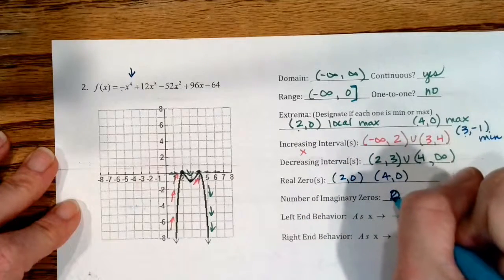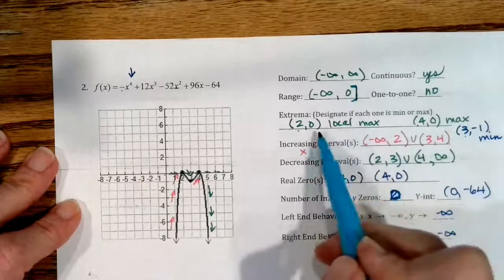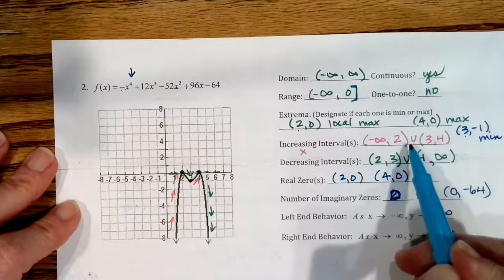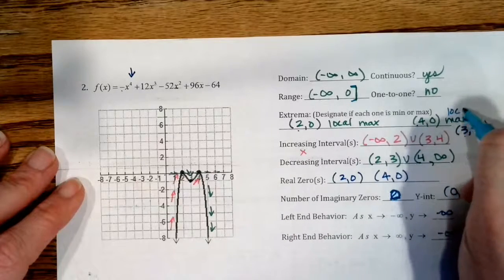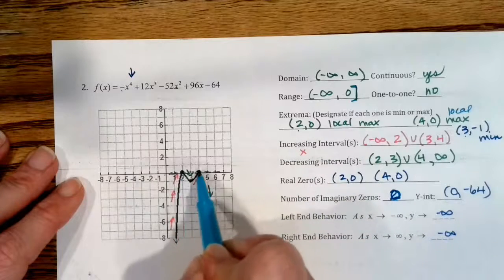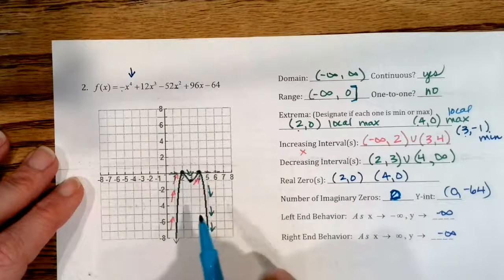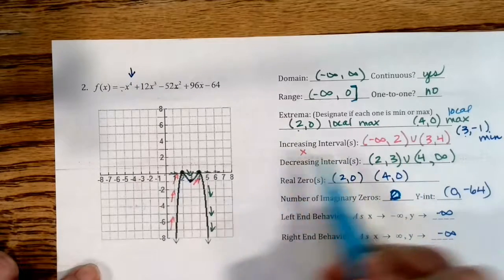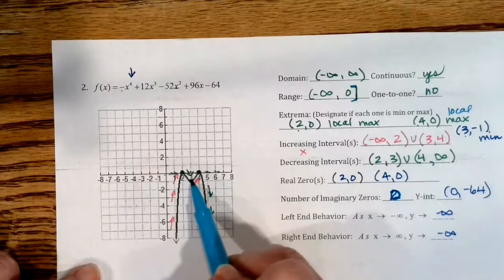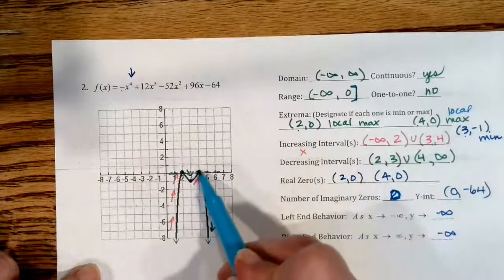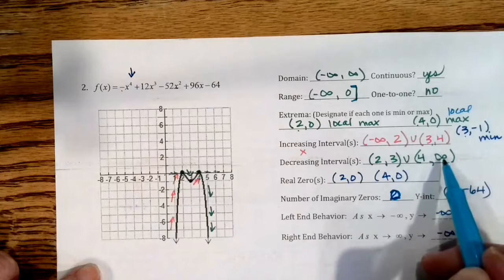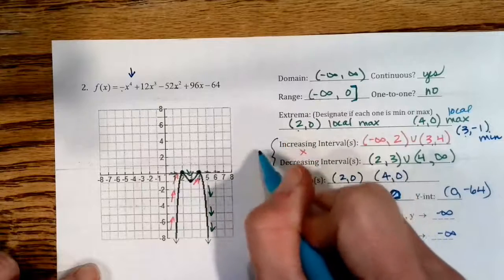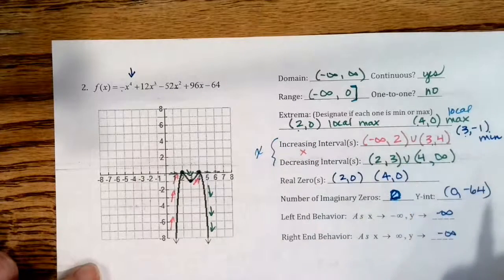So when I look here, I can see these extrema, these local maximums. What ends up happening is my graph changes from increasing to decreasing at those maximums. So I'm increasing from negative infinity up to 2. I'm decreasing from 2 to 3. I'm increasing from 3 to 4. And I'm decreasing from 4 to infinity. Remember, these intervals are always a conversation about x.